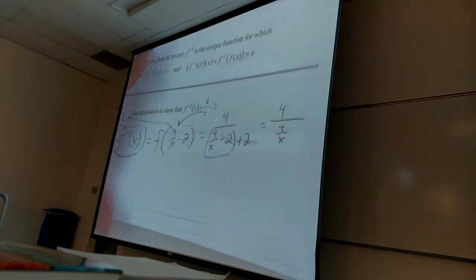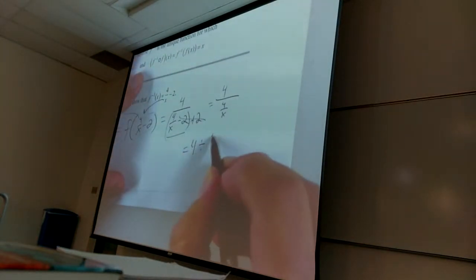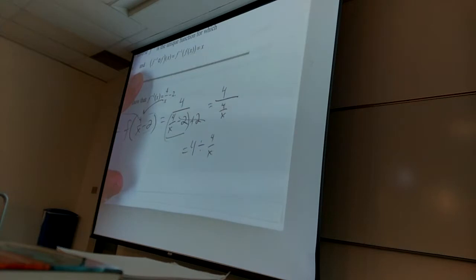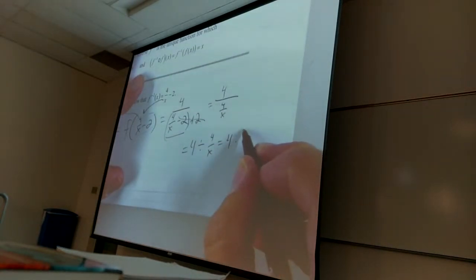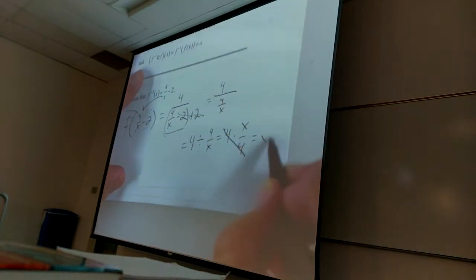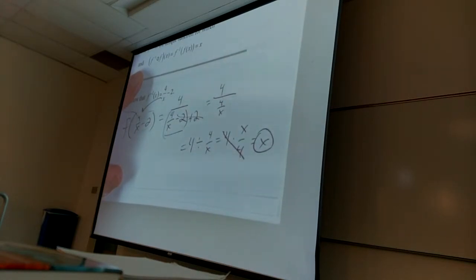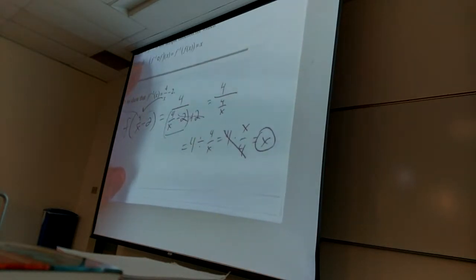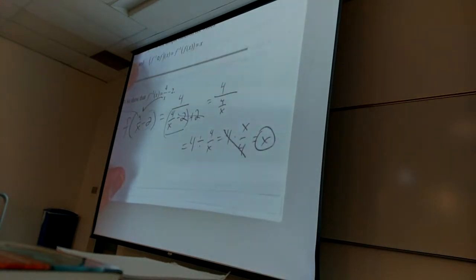How do I divide fractions? This is 4 divided by 4 over x, right? Just rewriting it. So this becomes 4 times x over 4. And what happens there? x. There. That is proof that those two functions are inverses, because whatever x is, they kill each other. It comes back to x. Whatever one does to it, the other one undoes it. It comes back to x. That proves that they're inverses of each other.